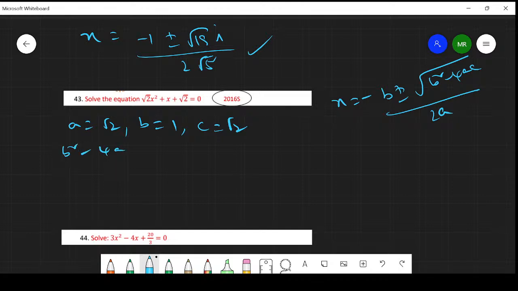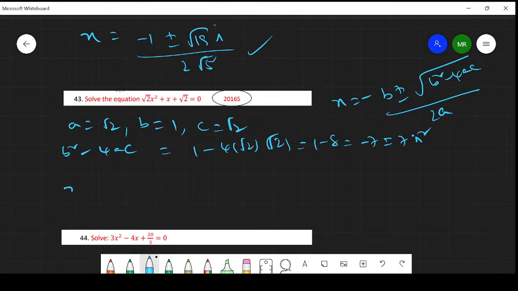b square minus 4ac. You will get b square 1 minus 4 into root 2 into root 2. It will come 1 minus 8. Root 2 into root 2 is 2, so 4 into 2 is 8. 1 minus 8 is minus 7, so 7i square, because it is a negative number, the discriminant is negative.